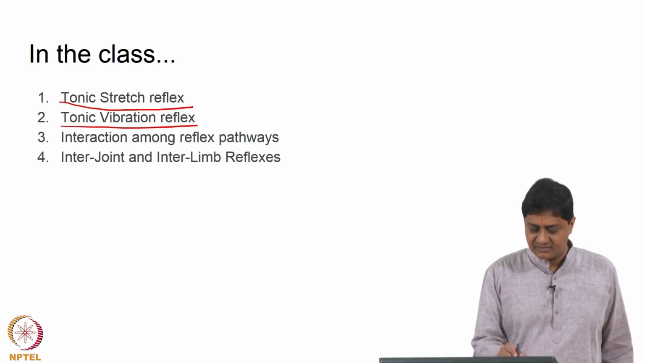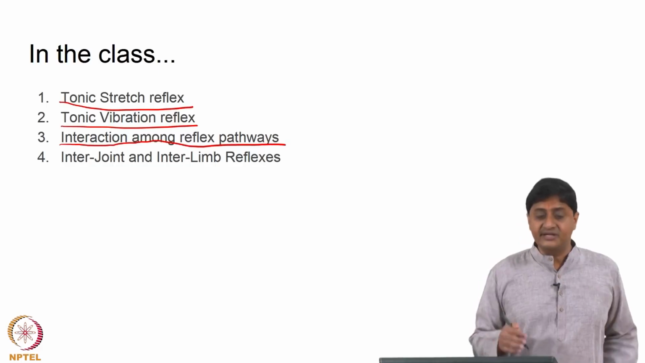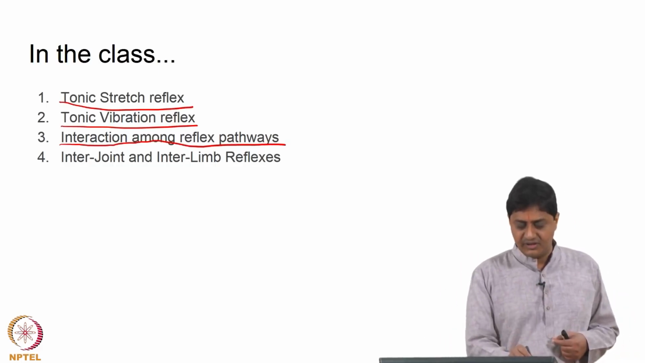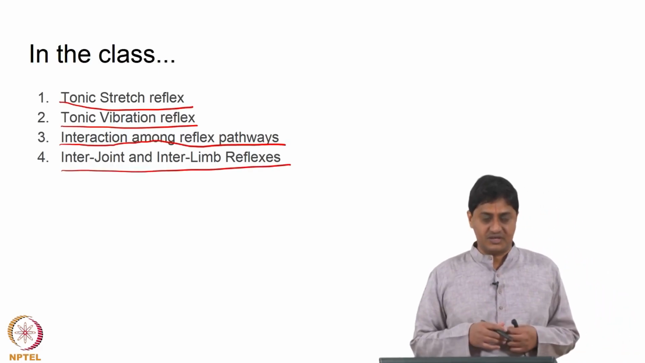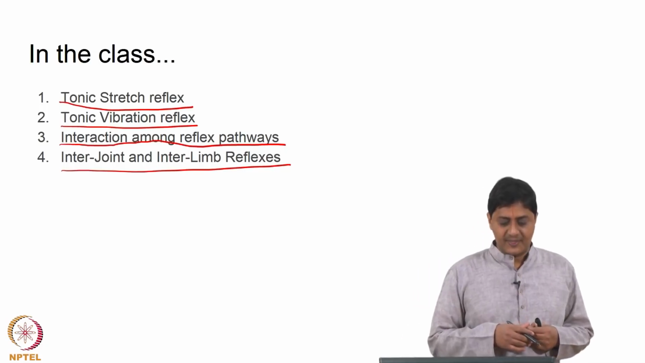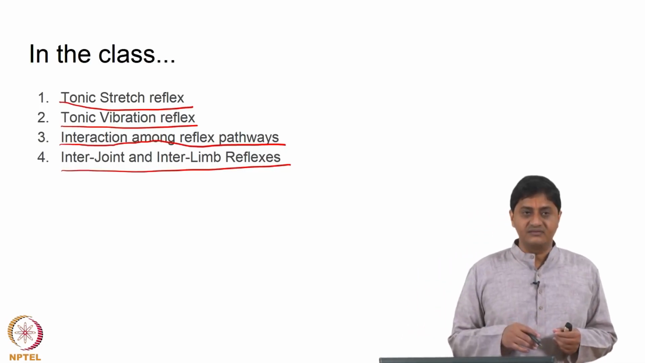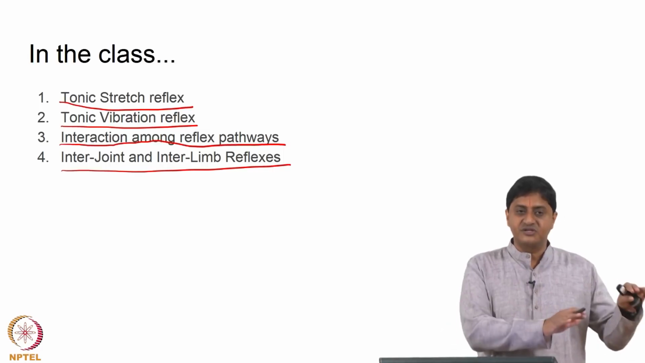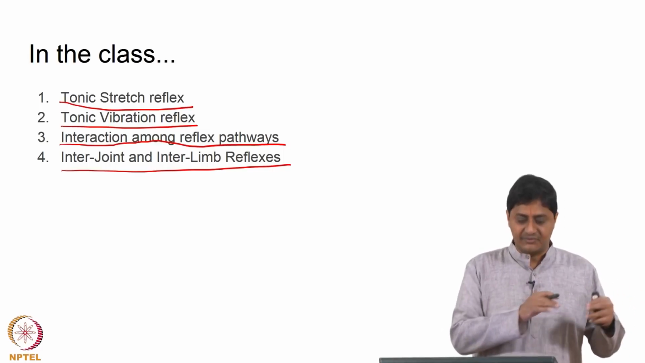and we will discuss other, peculiar cases such as tonic vibration reflex, and we will discuss interactions between these pathways and how interjoint and interlimb reflexes happen, because this is more complicated than what we have studied so far. What we have studied so far is monosynaptic and disynaptic.